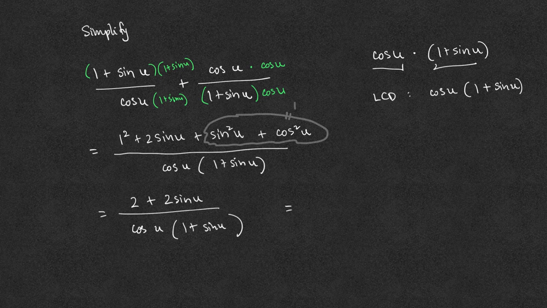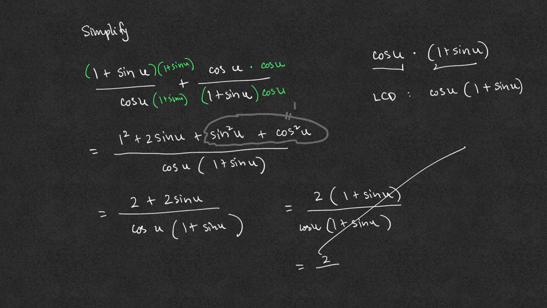Notice that we can factor out the 2 in the numerator to get 2 times 1 plus sine of u, over 1 plus sine of u times cosine of u. The 1 plus sine of u cancels out, leaving us with 2 over cosine of u. Since the reciprocal of cosine of u is secant of u, we can rewrite this as 2 times secant of u.